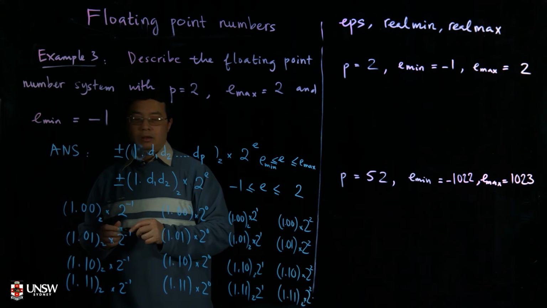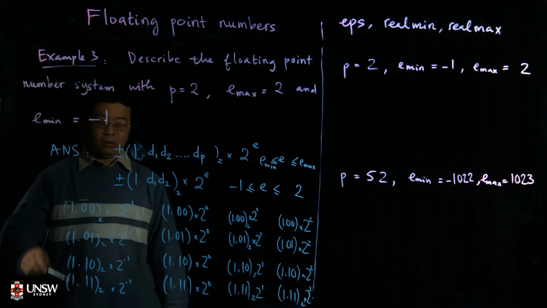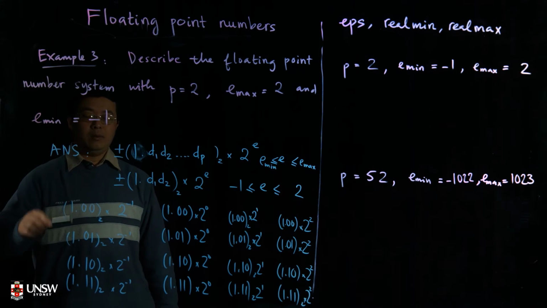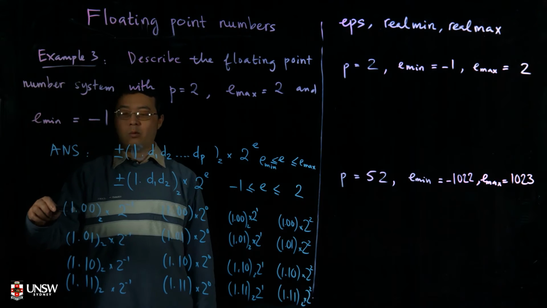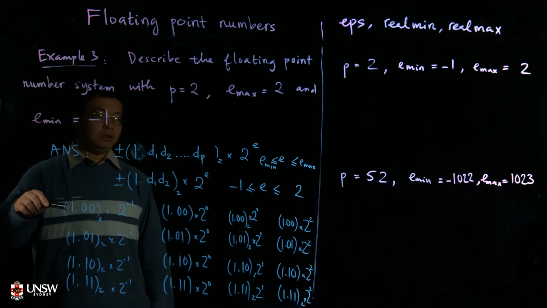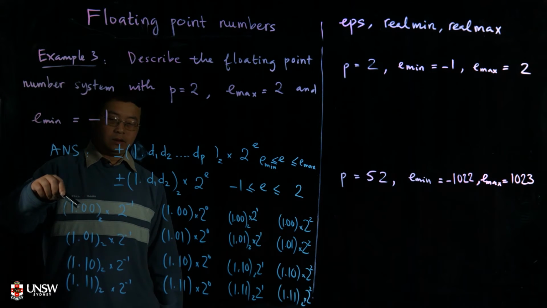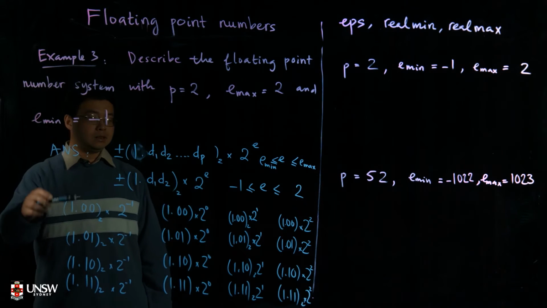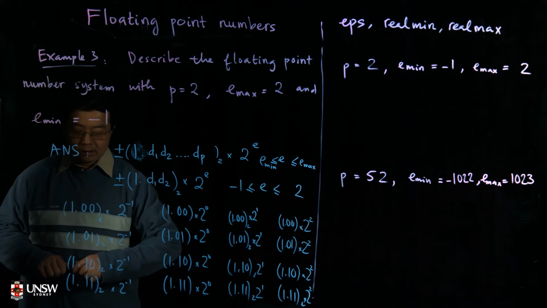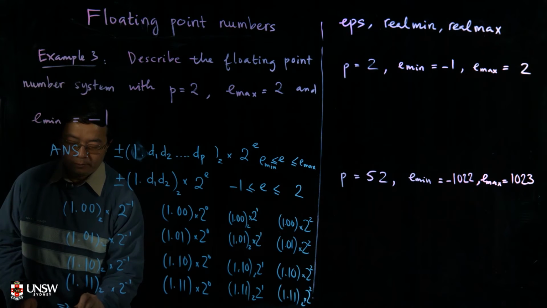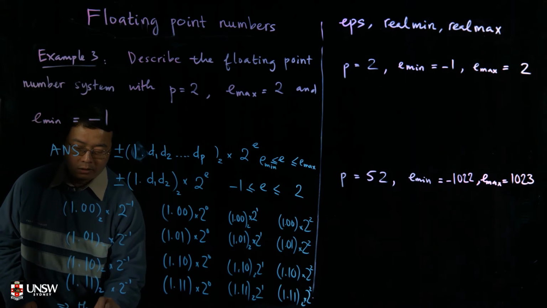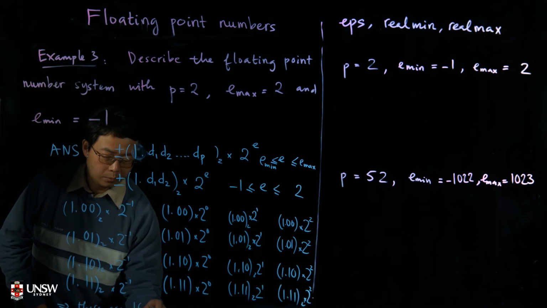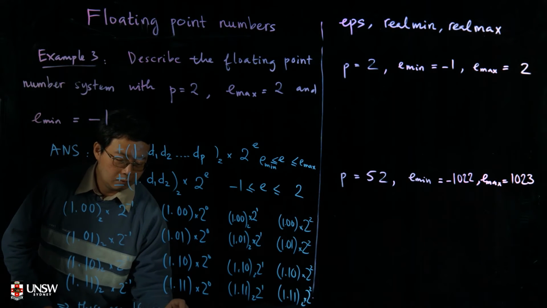So you see, the first digit is always equal to 1, because we call this a normalized number. For a normalized number, the first digit is always 1, but we never store the first digit. We store only the digits after the dot, and we store the power. So you see there are 16 positive numbers.